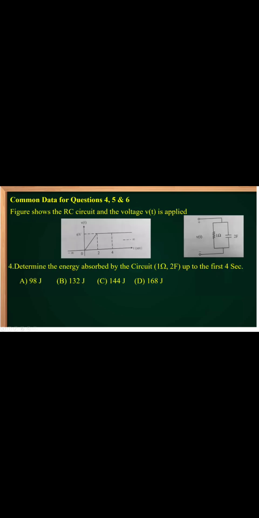Next. The figure shows the RC circuit and voltage V of t is applied. Determine the energy absorbed by the circuit up to the first 4 seconds. This is an RC combination. Energy absorbed means we have to take both resistor and capacitor: ER1 plus EC1, ER2 plus EC2.